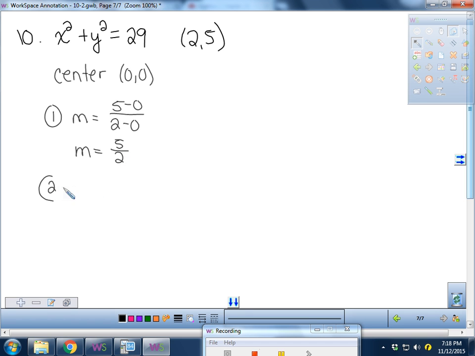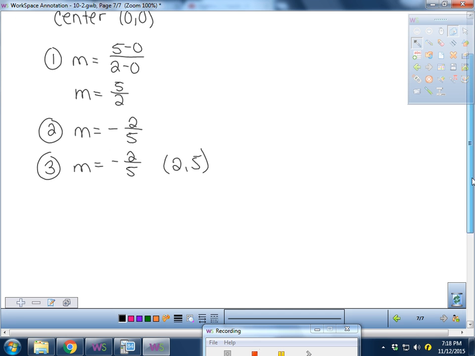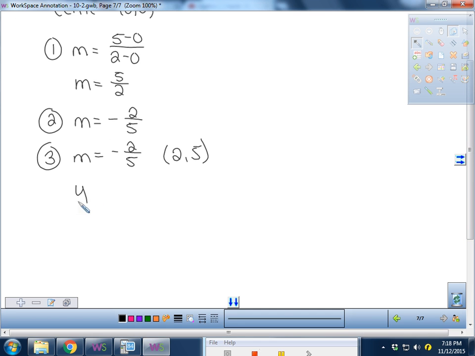To find the slope of the tangent, you just take the opposite reciprocal of that. So that would be a negative 2/5. And then step 3, I'm going to find the equation of that line. So I use the slope of my tangent, which is negative 2/5, and the point that it's tangent at, which is 2, 5, in point-slope form to write the equation. So I've got y minus my y, which is 5, equals the slope times x minus my x.